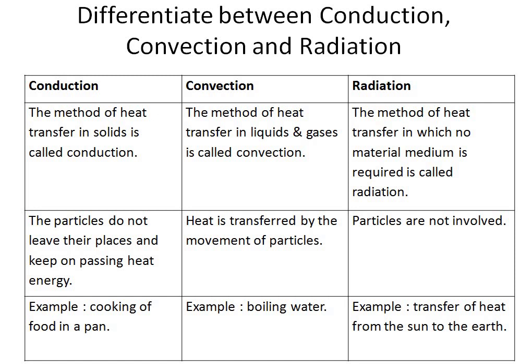Cooking of food in a pan is an example of conduction. Boiling water is an example of convection. Transfer of heat from the sun to the earth is an example of radiation. So you write this table. The differences between conduction, convection and radiation are important. You can write definitions and differences from this, and also learn these examples. It is very, very important.